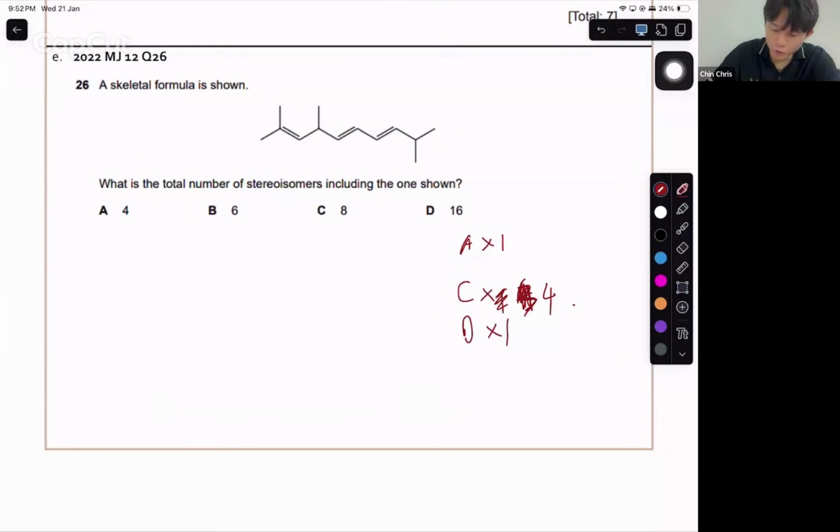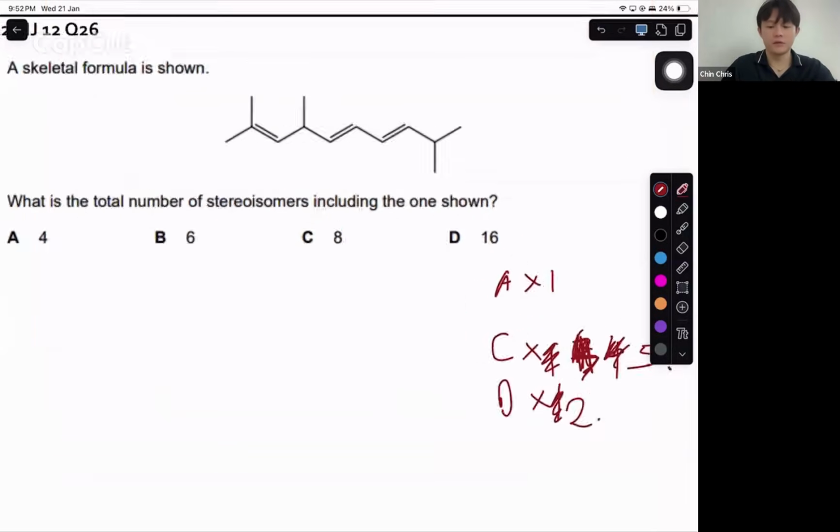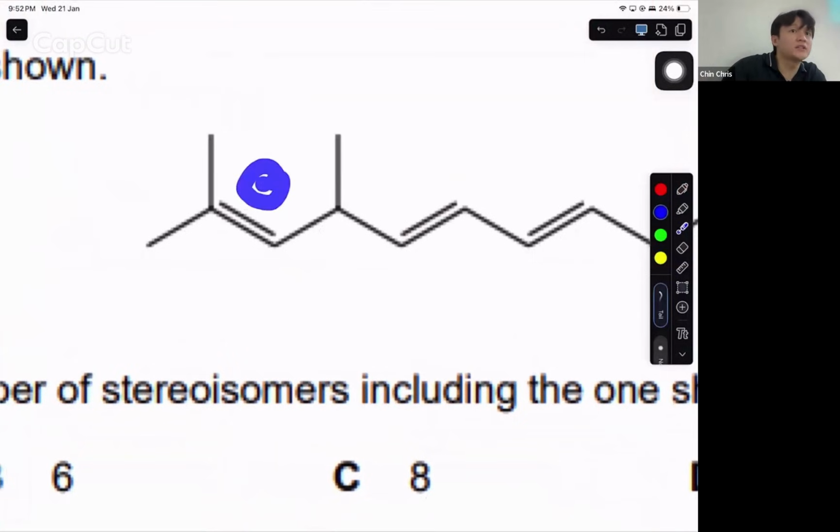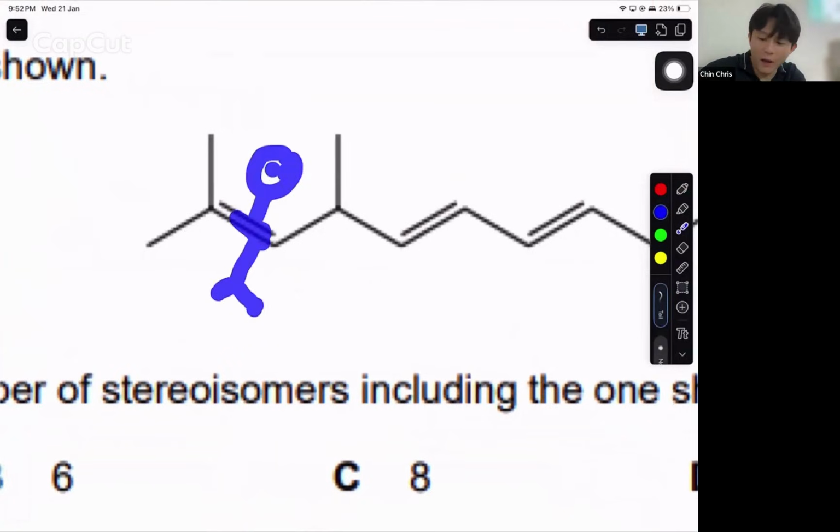D times 2. C times 5. Okay, guys, let's go. Let's discuss. First, guys, can this show a cis trans? Yes or no? Think about it. Look at the double bond first. Yes or no? How can it be yes?